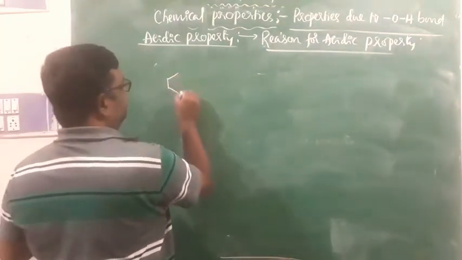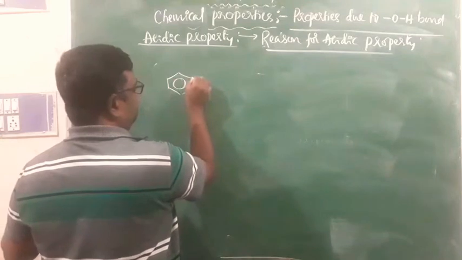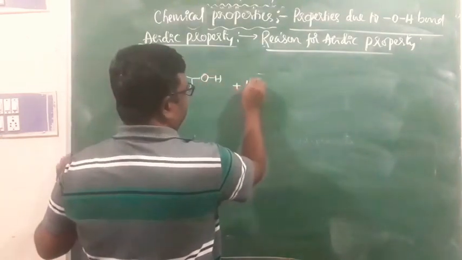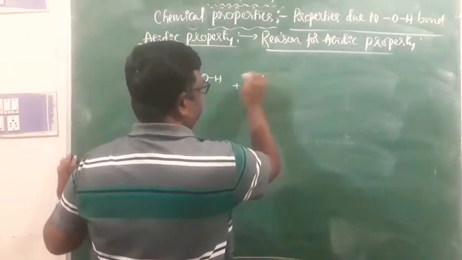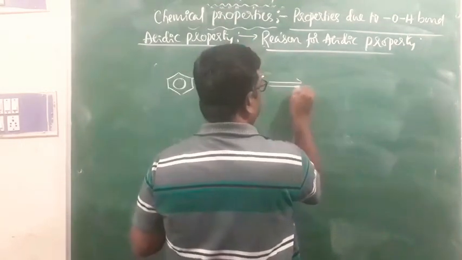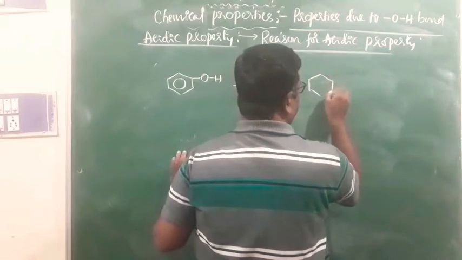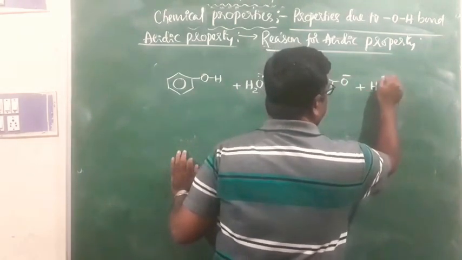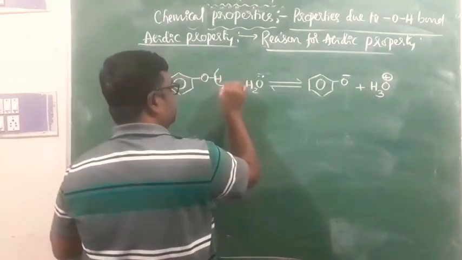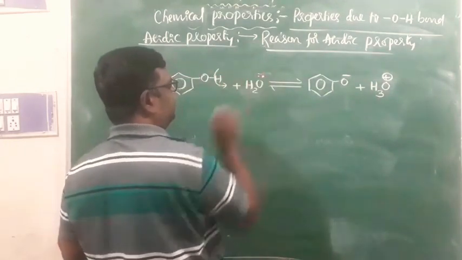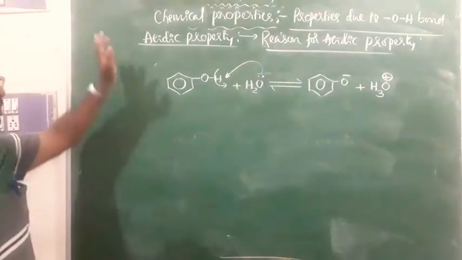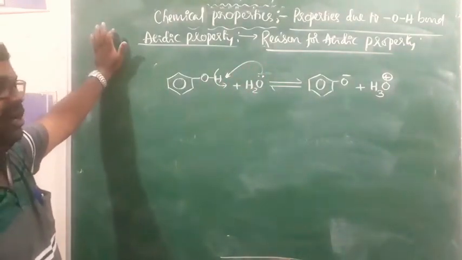I'll go for one simple example for that. This is phenol, OH, when it is dissolved in water. When it is dissolved in water, you are going to get phenoxide and of course H3O plus. It releases H plus, and of course H plus will be taken up by H2O due to the presence of lone pair of electrons, and you are going to get phenoxide along with the formation of hydronium ion.